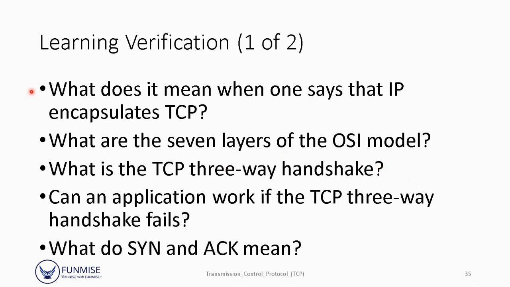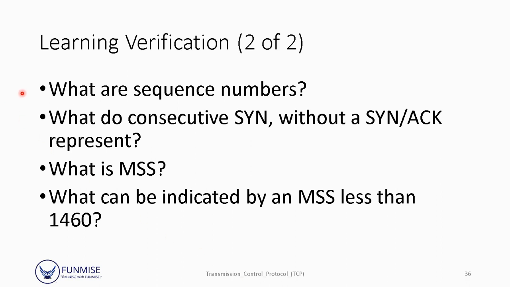Now, learning verification. What does it mean when one says that IP encapsulates TCP? What are the 7 layers of the OSI model? What is the TCP three-way handshake? Can an application work if the TCP three-way handshake fails? What do SYN and ACK mean? What are sequence numbers? What do consecutive SYN without a SYN ACK represent? What is MSS? What can be indicated by an MSS less than 1460?